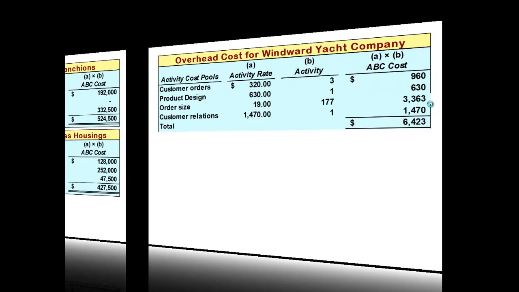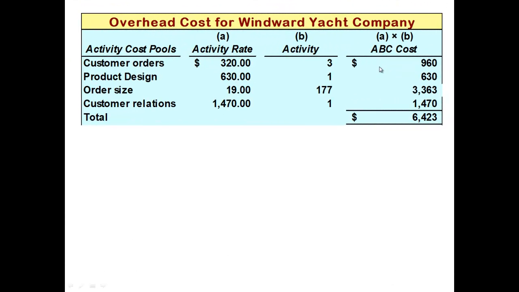You could also assign cost by customer. So if we're looking at our customer called the Windward Yacht Company, they placed 3 orders multiplied by the $320 activity rate, and the cost for customer orders related to this customer is $960. There was one product design change that was required. Multiply that by the 630 to get $630.